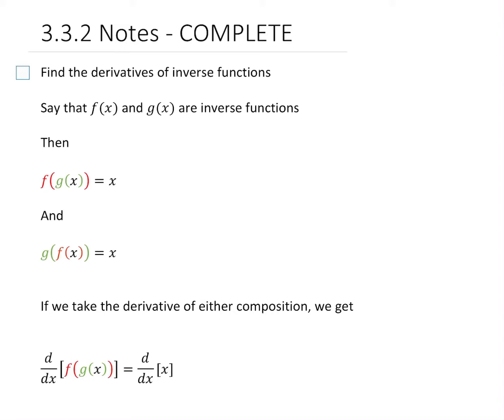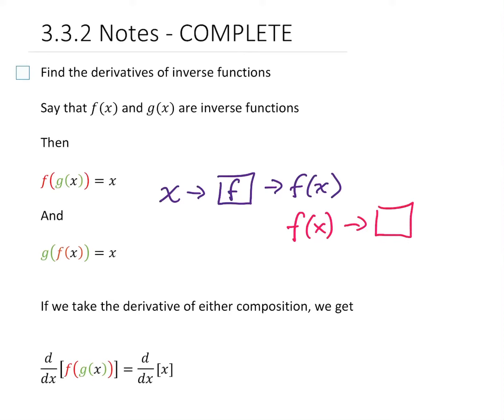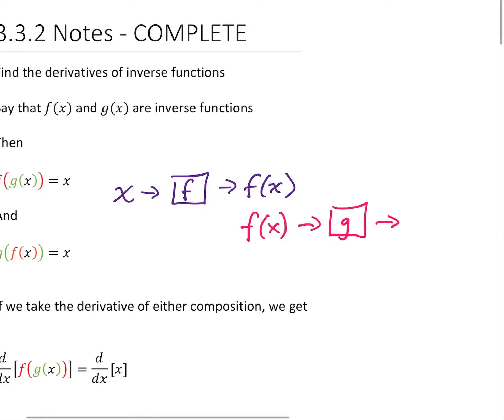Say that f of x and g of x are inverse functions. Then f composed with g of x is x, and g composed with f of x is also x. In other words, if I take any number x and throw it through the function called f, the output is called f of x. Then if I take that f of x and throw it through another function called g, g will undo whatever f did, and so it's going to spit back out just x. Okay, so they undo each other.